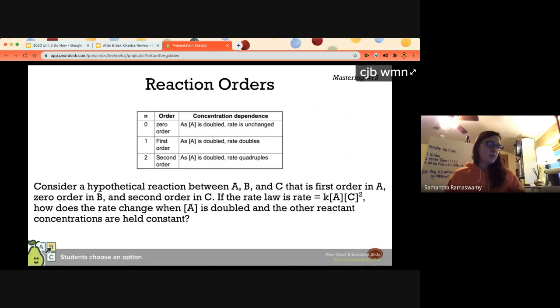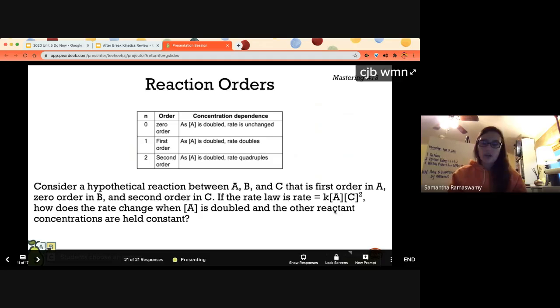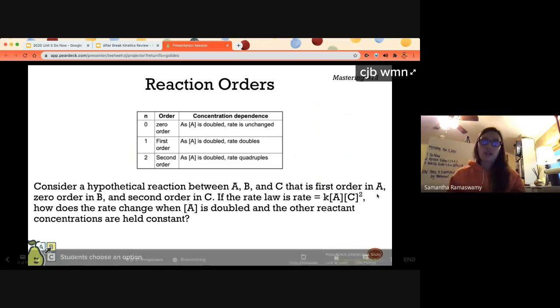Good. We have 12 responses and they're all the same response so far. All right, so I want to know how the rate changes when the concentration of A is doubled and the other concentrations are held constant. So that means if everything else is held constant, C is not going to matter, B is not going to matter because they're being held constant. You're focusing just on A.